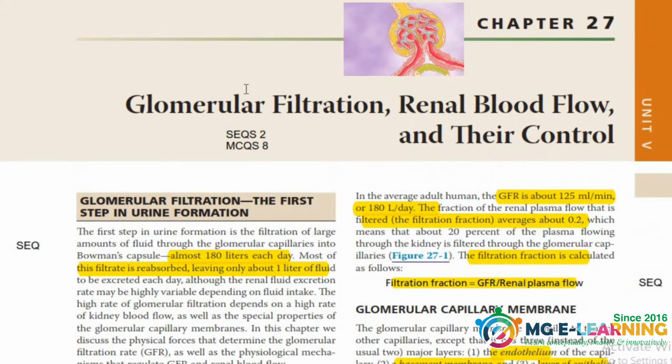This is Chapter 27 and this is about glomerular filtration, renal blood flow and their control. First of all, table of specification. From this unit, you will have 2 SCQs and 8 MCQs in paper.